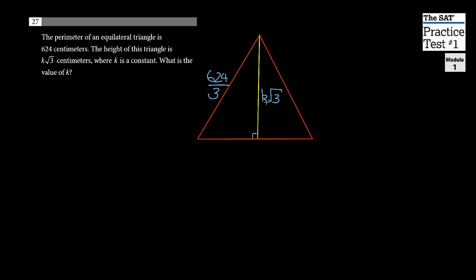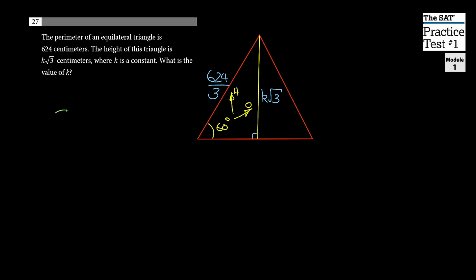We've got one fact missing, and the fact we've left off is that this angle here is 60 degrees. In an equilateral triangle, the angles must add up to 180 and they're divided equally, so this is 60. We've got a right angle triangle, we've got an opposite, and we've got a hypotenuse. We could use the sine relationship for 60 and work out what k is.